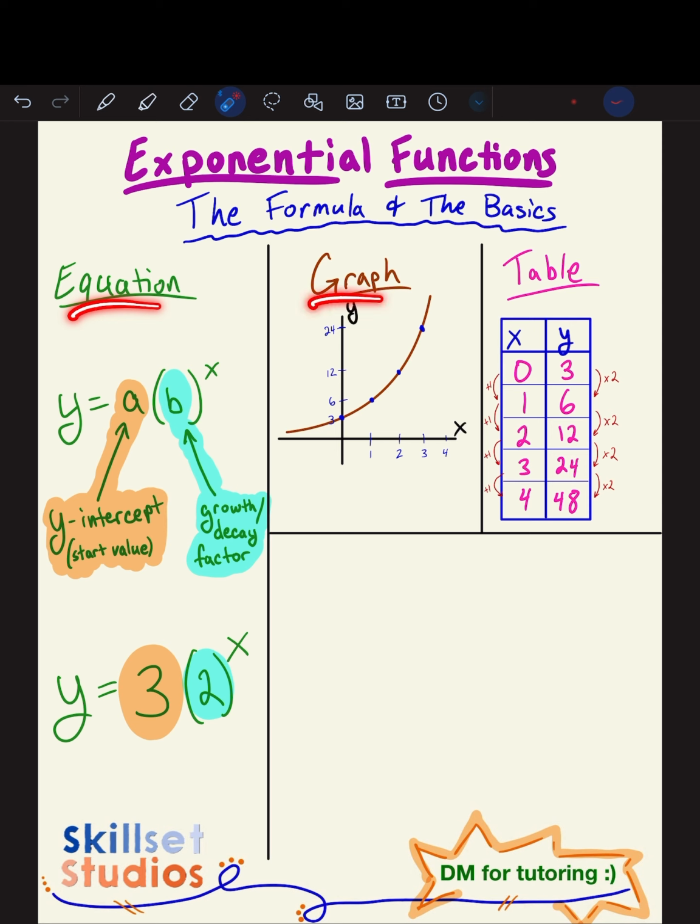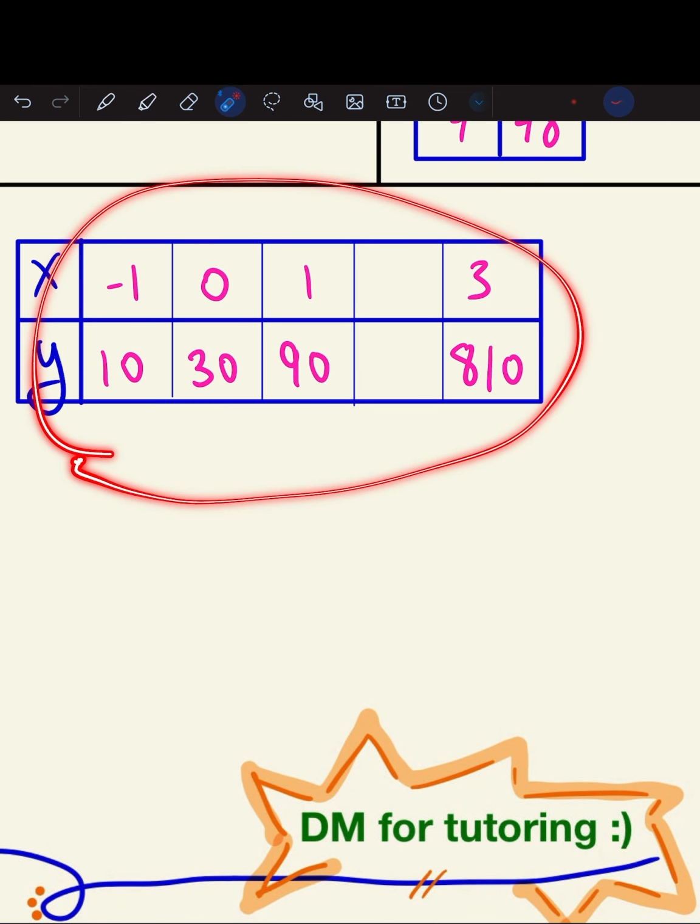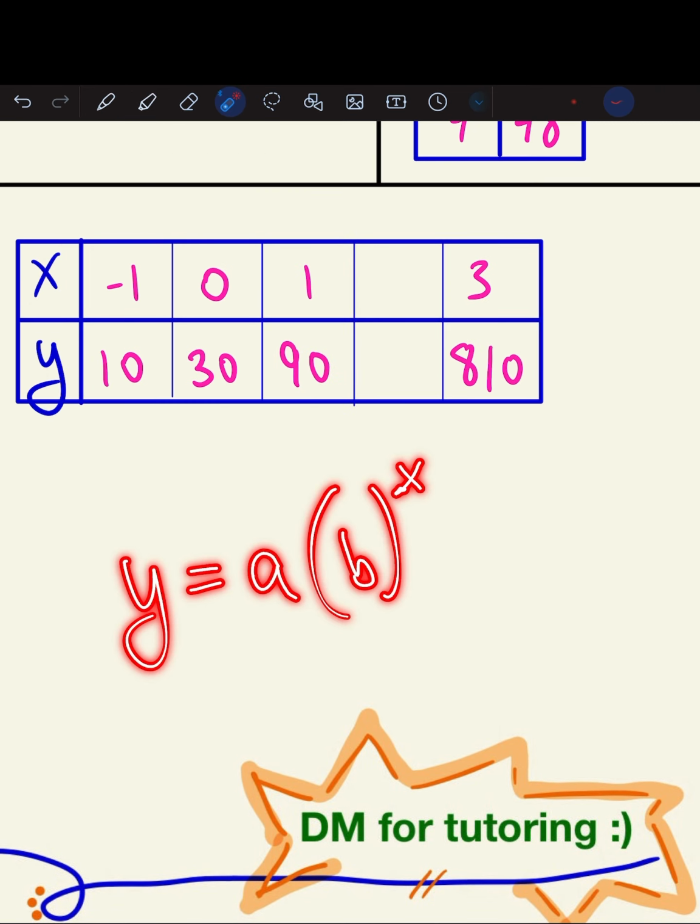So that's a quick gist on how to recognize exponential functions in each of these forms, and just know that you may be asked to switch between each. They may give you an equation and want you to make a graph, give you a graph and make a table, make an equation, and so on. So let's just say they gave us this table as an example, and they wanted us to finish filling it out and to write an equation for it.